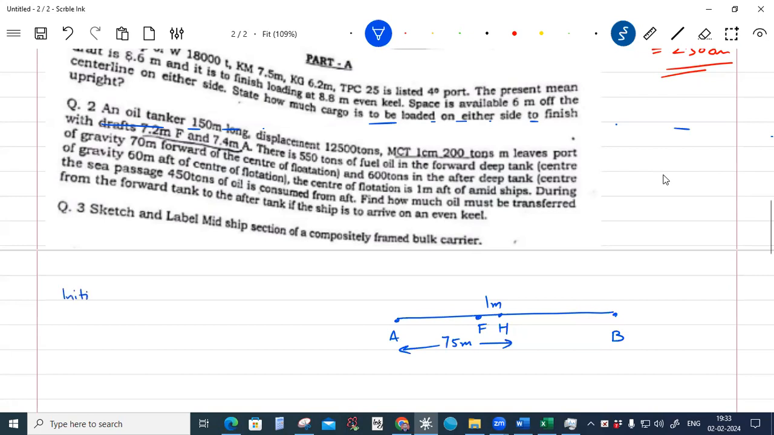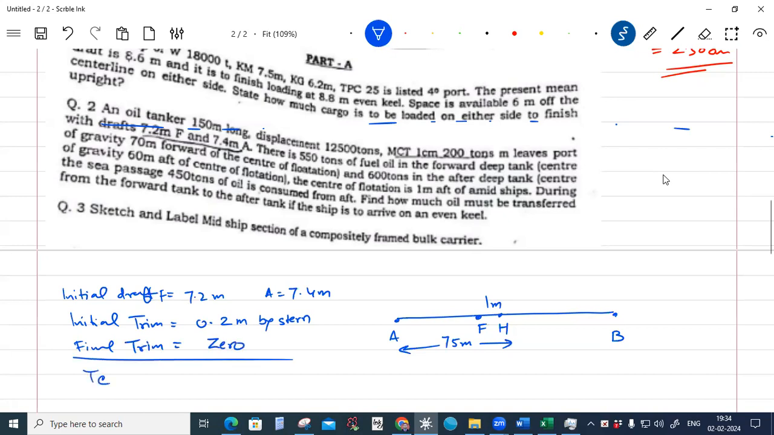Initial draft. How much? 7.2 forward, 7.2 meter, and 7.4 meter aft. So initial trim is how much? 0.2 meter by stern. What should be the final trim? 0. Final trim should be 0.